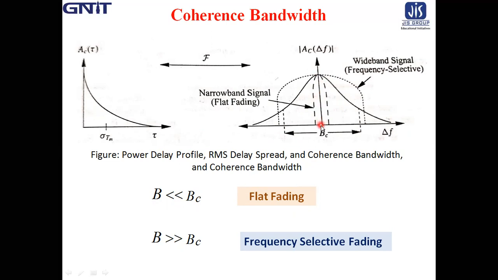On the other hand, if the signal bandwidth is much greater than the coherence bandwidth, then the channel amplitude values at frequencies separated by more than the coherence bandwidth are roughly independent. Thus, the channel amplitude varies widely across the signal bandwidth. In this case, the fading is called frequency selective fading. So these two, flat fading and frequency selective fading, are very important. And normally in frequency selective fading, there is a chance of ISI.